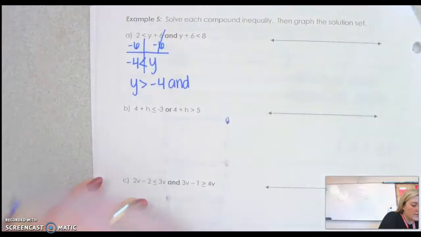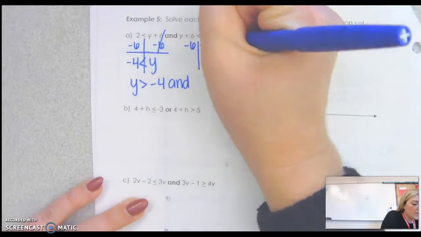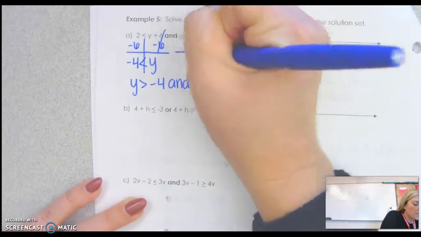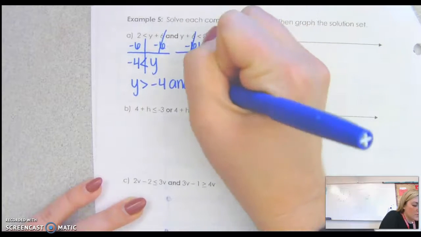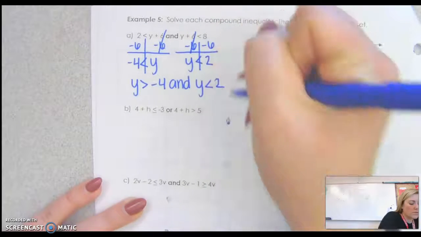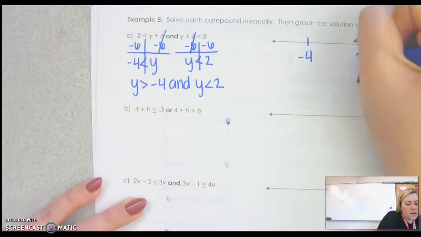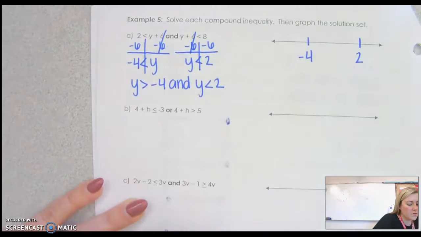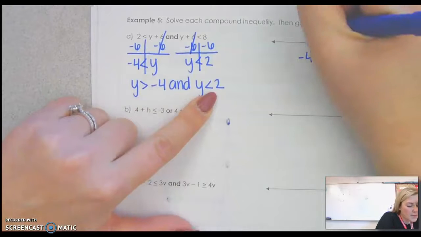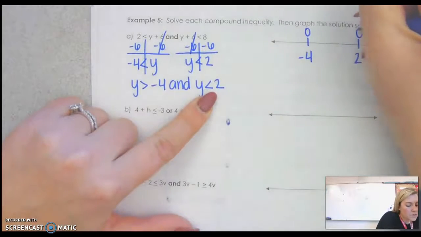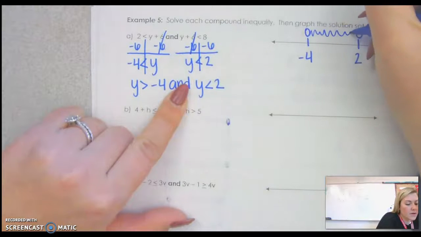I'm going to write my and, and I'm going to do the same thing over here. I'm going to subtract 6 from both sides. I get y is less than 2. So I make a -4 here, a 2 here, and this one is greater than, this one's less than, so they're both open circles, and it's an and, so shade in the middle.